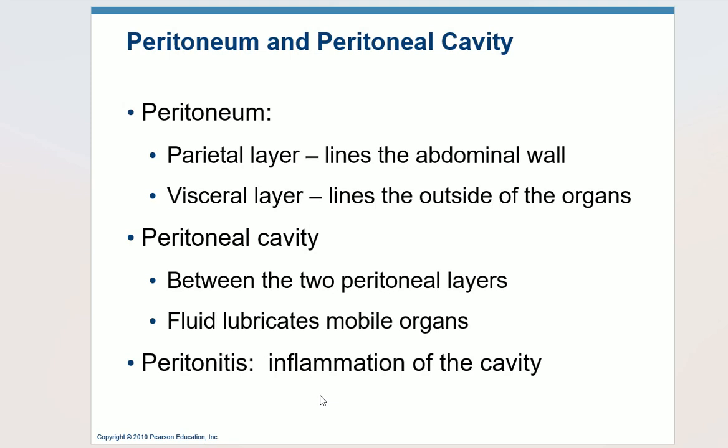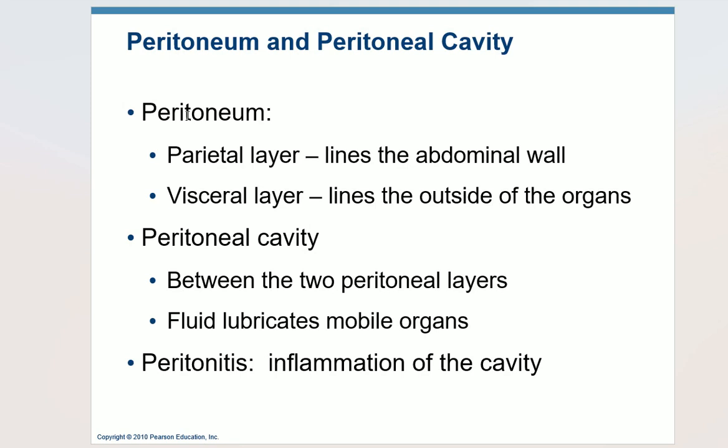So now we have layers. We have parietal and visceral yet again. So same rules apply. We've seen these two pop up throughout this entire semester, right? Parietal lines the cavity, visceral lines the outside of the organs. So these two are called the peritoneum. We discussed the peritoneum a little bit in a previous chapter, but the parietal peritoneum lines the abdominal wall and the visceral peritoneum lines the outside of the organs.